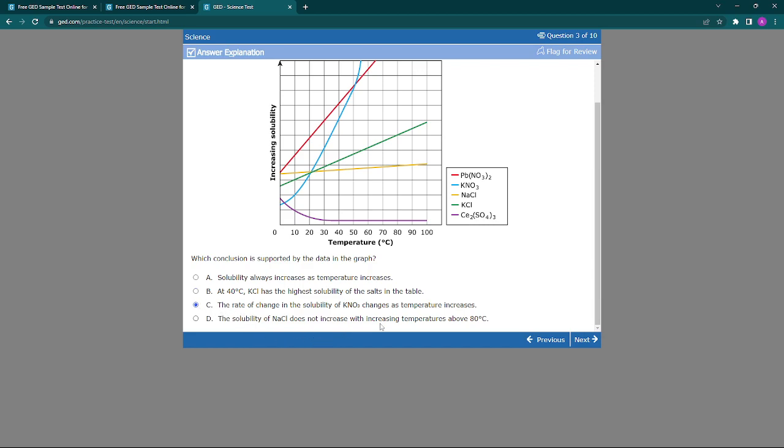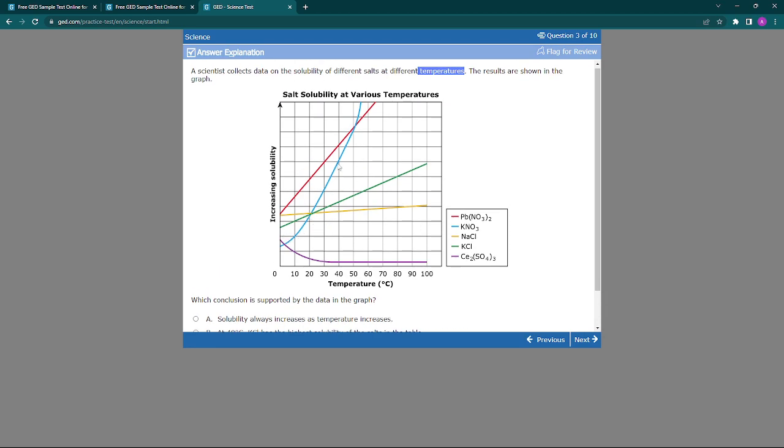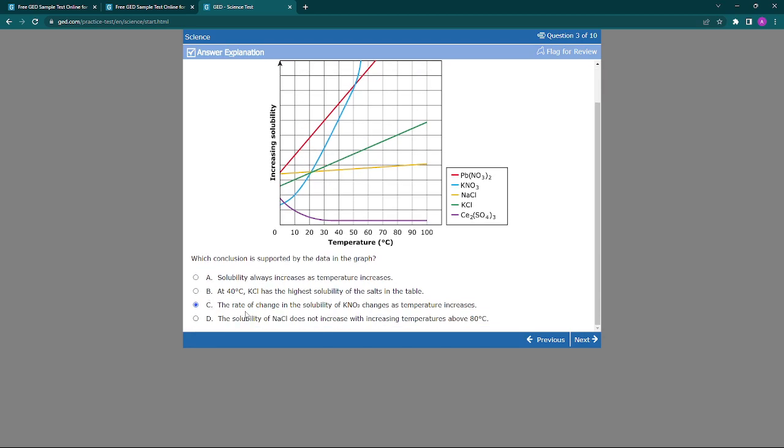The rate of change in the solubility of KNO3 changes as temperature increases. So yeah, as temperature increases, it changes. Oh wait, the rate of change. Sorry, the rate is how, so that's like the curve. So this one, the rate of change stays the same because it's a straight line. Both the purple and the blue have curved lines. If you look really closely right here, it continues up like a parabola or just some kind of curved line. So yes, that is correct.